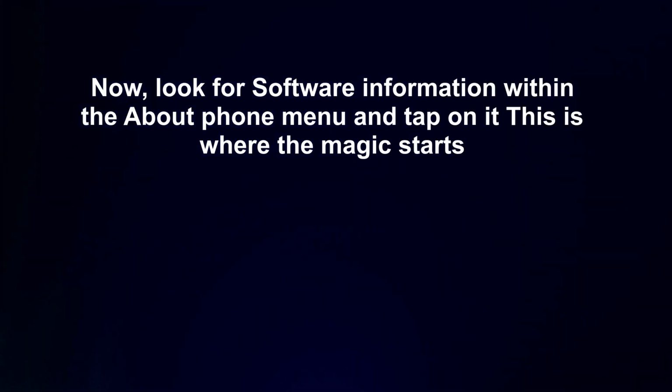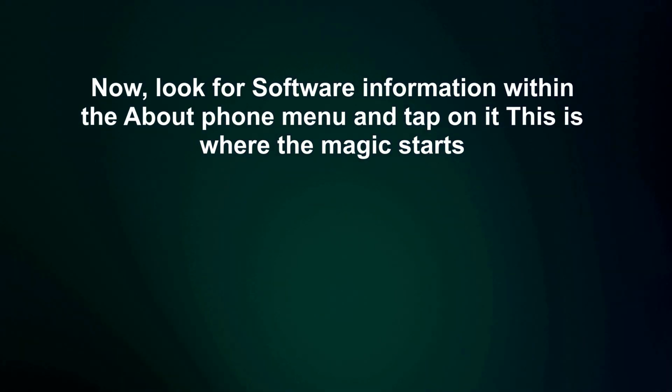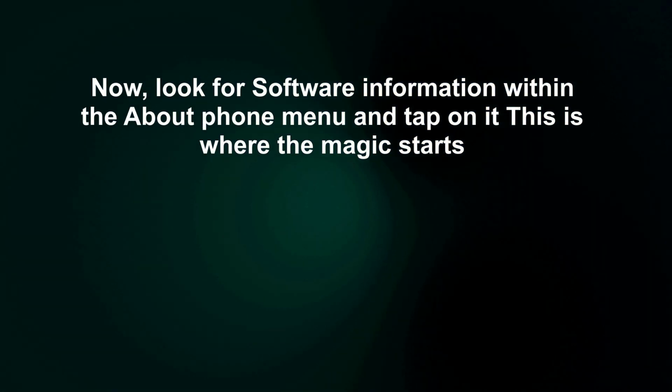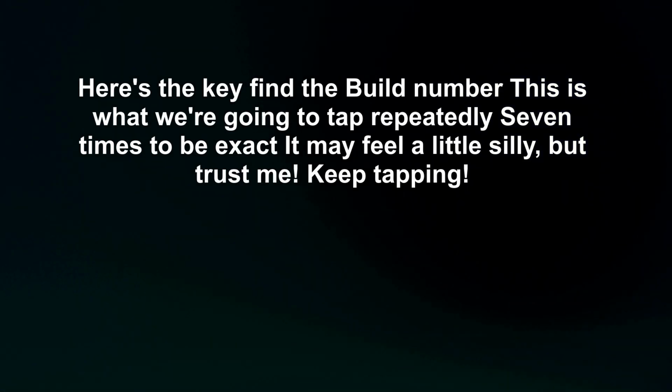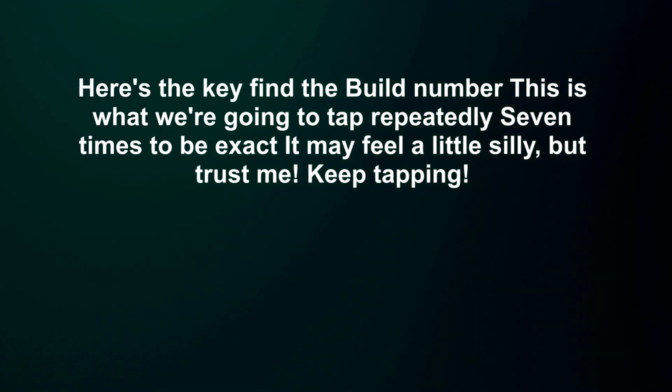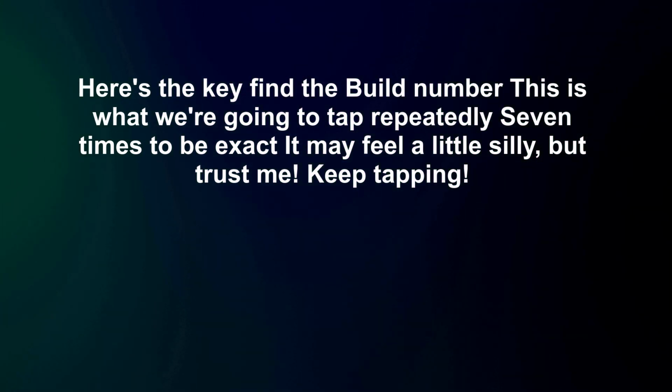Now, look for software information within the About Phone menu and tap on it. This is where the magic starts. Here's the key: find the build number. This is what we're going to tap repeatedly, 7 times to be exact. It may feel a little silly, but trust me, keep tapping.